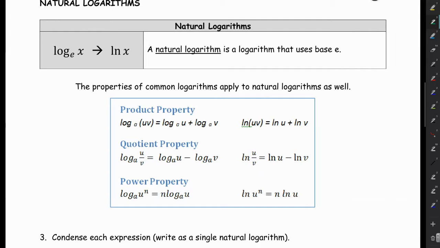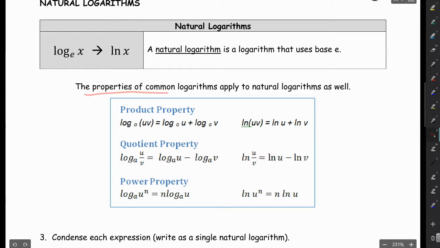So natural logarithms, again, are when we have a base of e. And we've looked at this a little bit in the previous lesson, and we're noting it again here. Log base e can just be rewritten as ln. A natural logarithm is a logarithm that uses base e. If you see ln and you feel confused, just rewrite it as log base e.